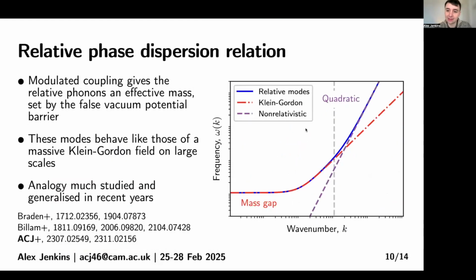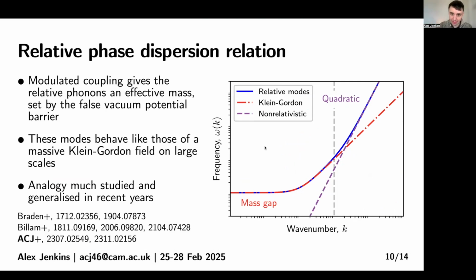And if I go back to that dispersion relationship I showed before, we see that now in this relativistic regime, on large scales compared to the typical atomic scales of the system, we get something that looks exactly like the dispersion relationship of a massive Klein-Gordon field, where this mass is then set by the curvature around the false vacuum in that potential. This is exactly what we wanted to see.